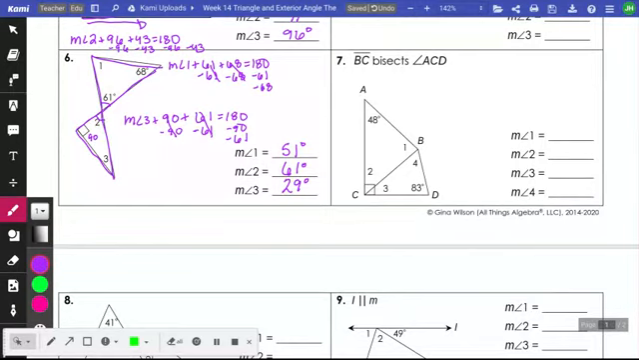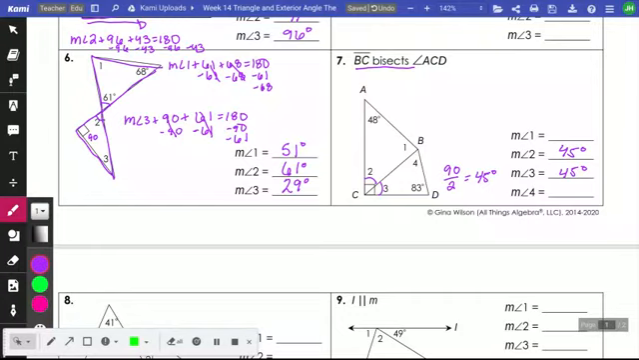A hint on number 7 is bisects, which means if BC bisects angle ACD, that angle 2 and angle 3 are going to be equal. Okay, they're going to be congruent. So what happens there is for angle 2 and angle 3, together they add to be 90 degrees, but it's bisected, so I have to split it equally. And so half of 90 is 45, so I know angle 2 and angle 3 are 45 degrees.